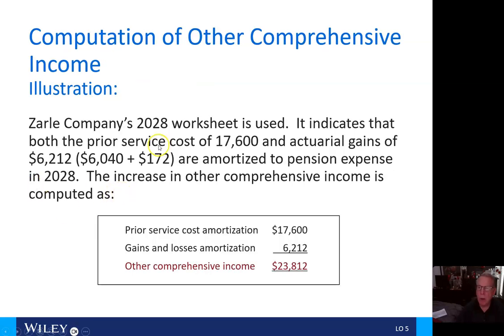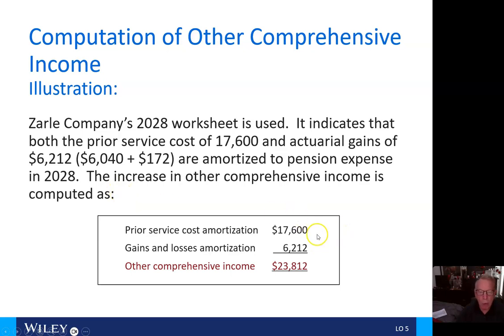Let's take a look at an illustration. Here, the Zarro Company's 2028 worksheet is used. It indicates that both the prior service cost of $17,600 and actuarial gains of $6,212, you'll remember that's the $6,040 plus the $172 that were amortized, and those are amortized to pension expense in 2028. The increase in other comprehensive income is computed as follows.